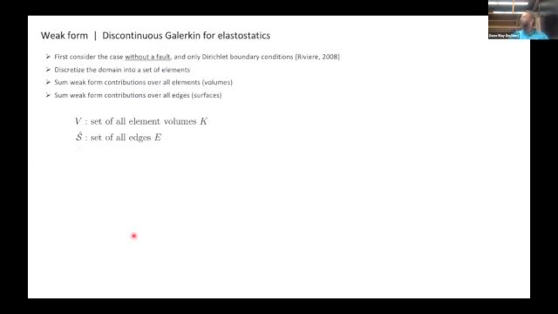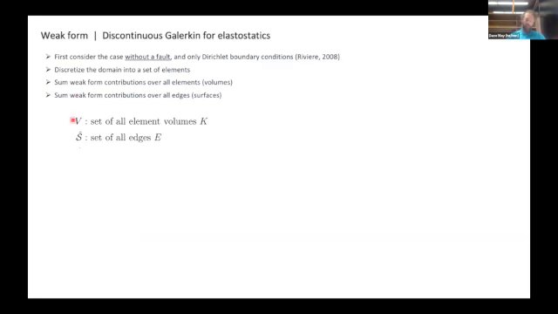Okay, now if you want to take your two-element problem and write out the formulation for an entire mesh or an entire problem, okay? And we'll consider the case first without the fault. What you need to do is decompose the domain into a set of elements. Then you want to sum the weak form or the element integrals over the volumes and all the element contributions, the weak form contributions over the edges of the surfaces, okay?